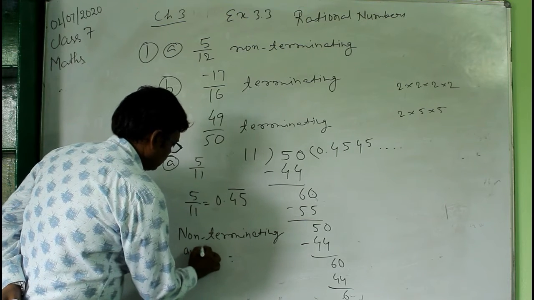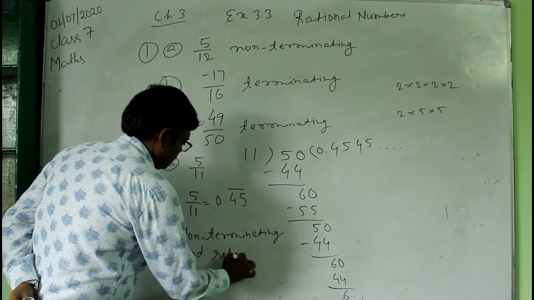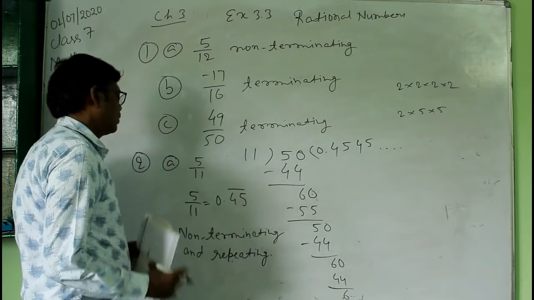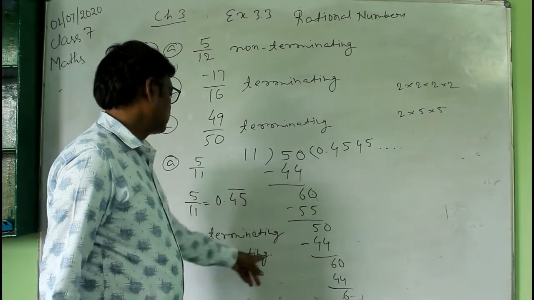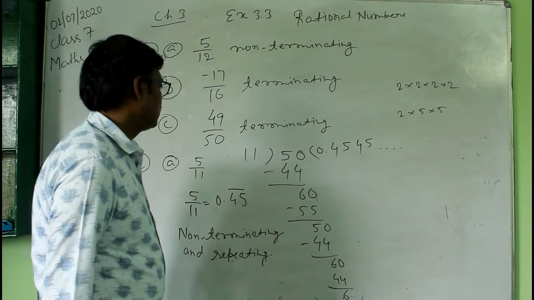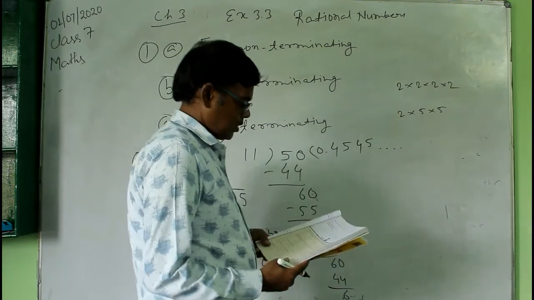Non-terminating and repeating. That's it. So the answer is this, and this is the statement of this, that this number is non-terminating and repeating.